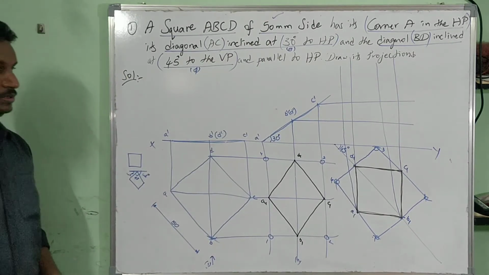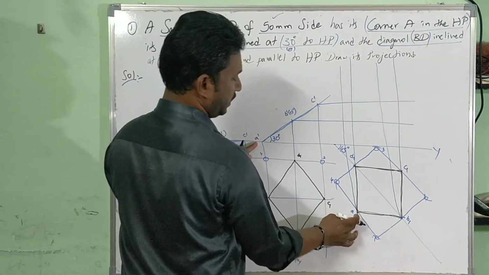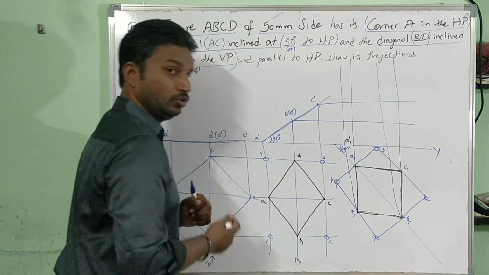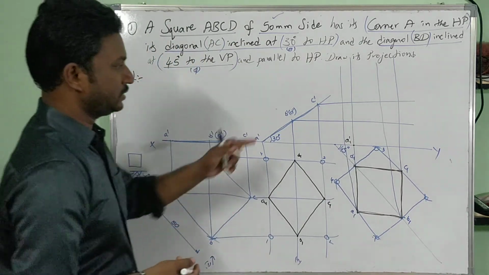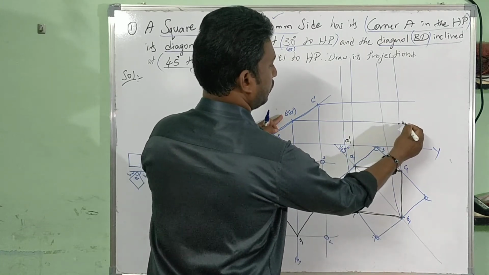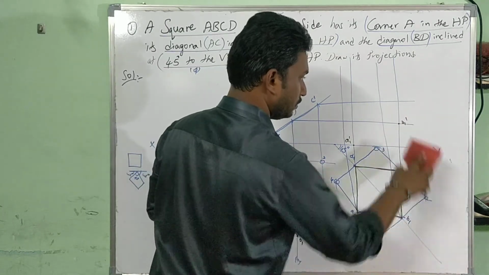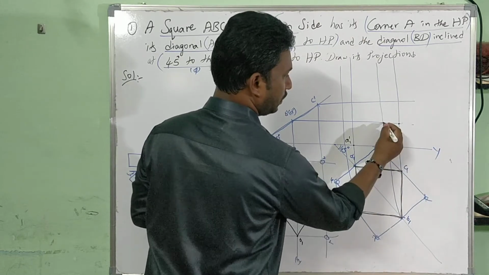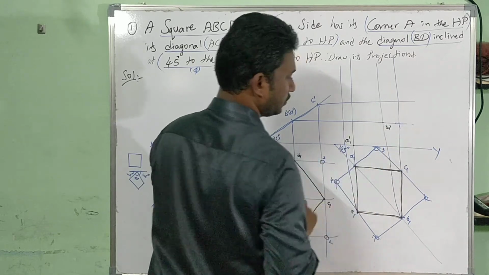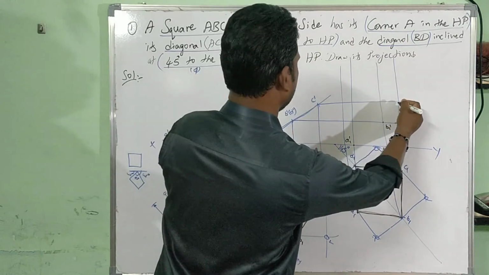Now picking the points. Horizontal and vertical. A dash, A1. See, it's on XY. Here we will get A1 dash, the new point. B dash, B1. Right here, B1 dash. C dash, C1. Sorry. B1 here, B1 dash. C1 here, C dash here. I will get a point here.